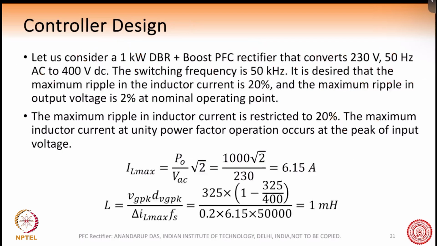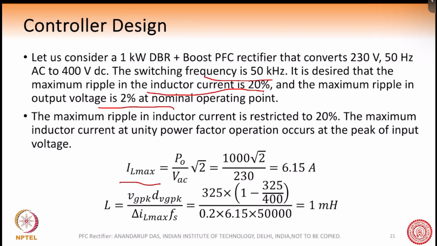In order to do the controller design, we consider, say, a 1 kilowatt DBR plus boost PFC that converts 230 volt 50 hertz AC to 400 volt DC. The switching frequency is 50 kilohertz, and it is desired that the maximum ripple in the inductor is 20%. The maximum ripple is 2% on the capacitor voltage. So how do you design the L and C, which we have seen in the previous lecture? I'll just do it once more.